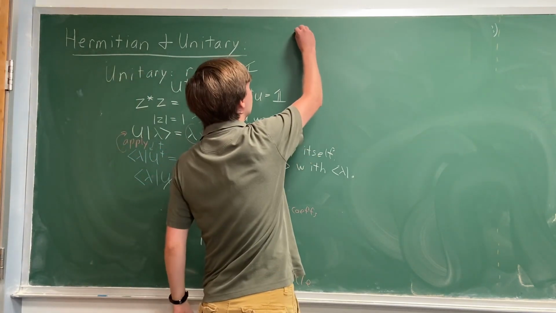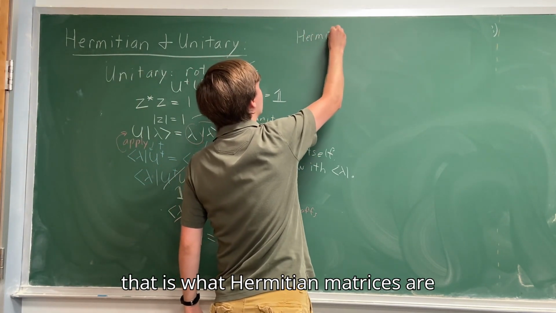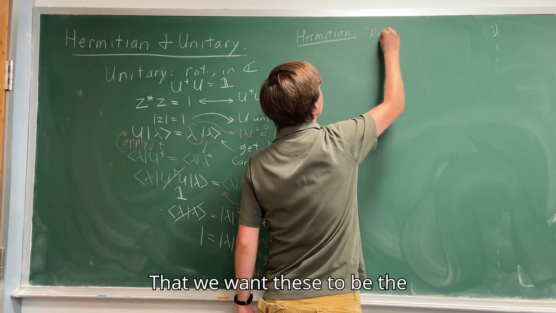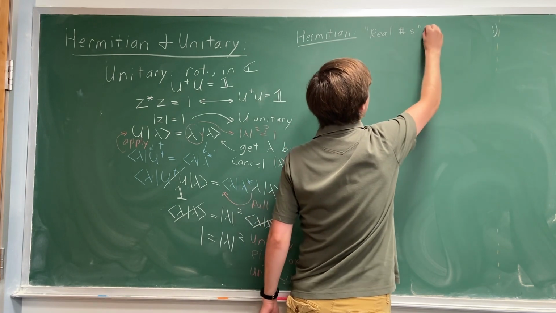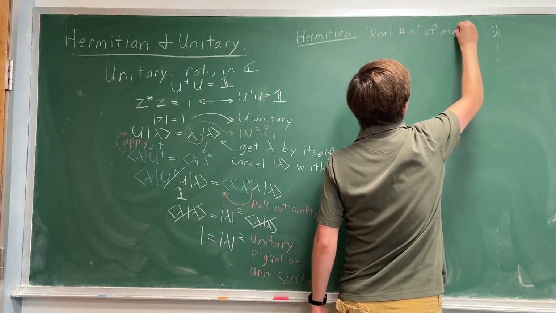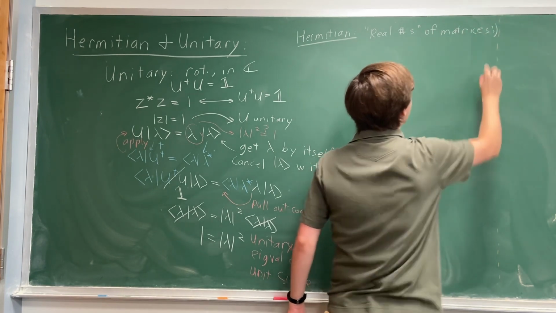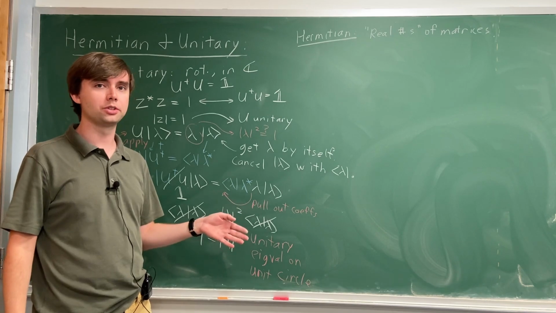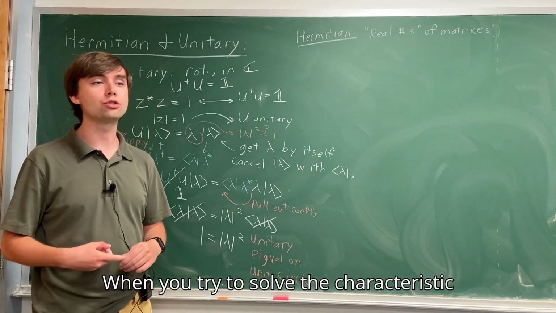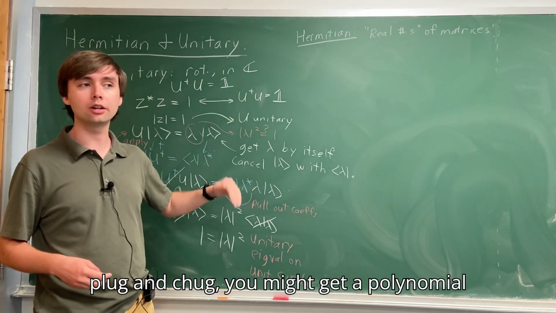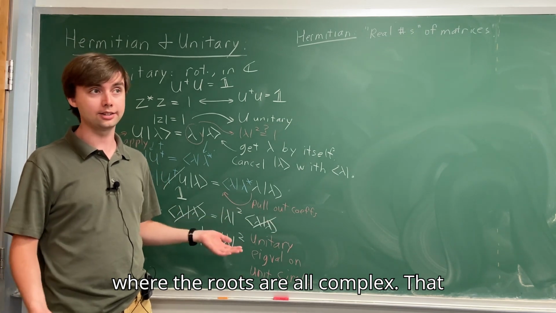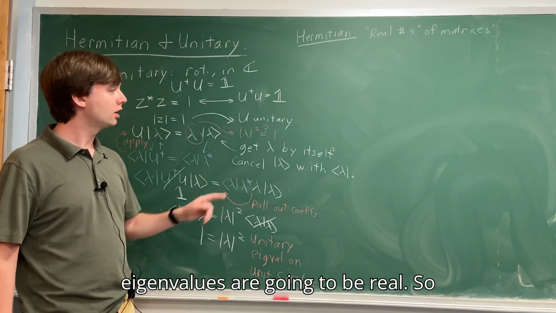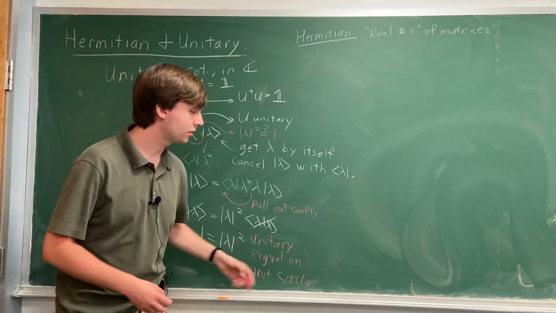So I'm going to suggest that is what Hermitian matrices are going to be. That we want these to be the real numbers of matrices. Now this can be a little tricky. A matrix just built out of real numbers might have complex eigenvalues. When you try to solve the characteristic equation and do all that linear algebra plug and chug, you might get a polynomial where the roots are all complex. That might come up. Just using real numbers is not a guarantee that all the eigenvalues are going to be real. So let's see what worked for complex numbers.